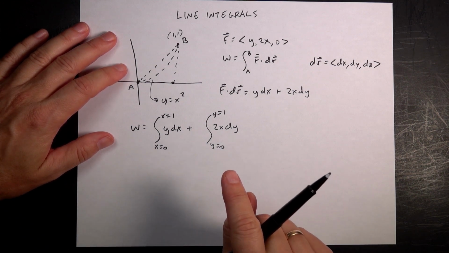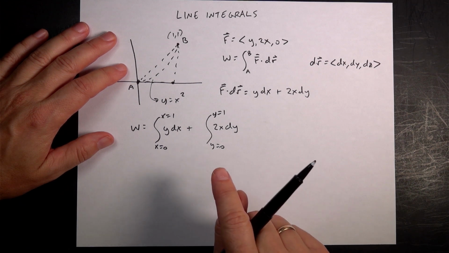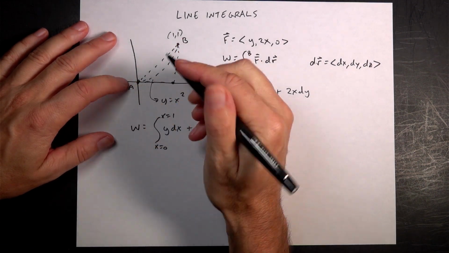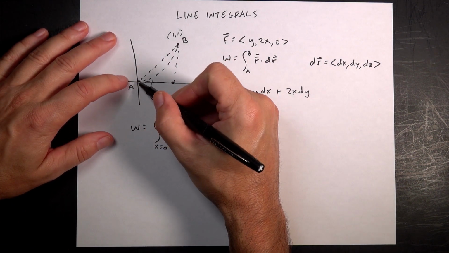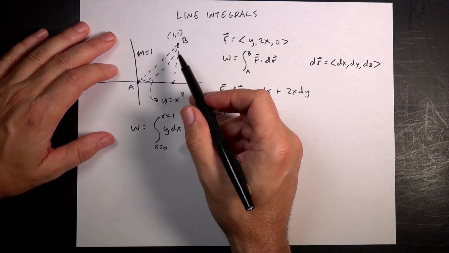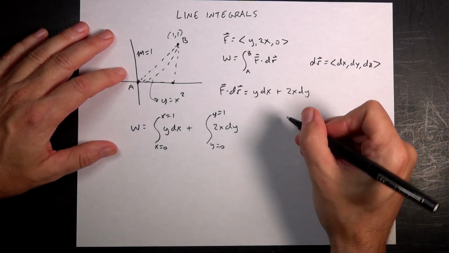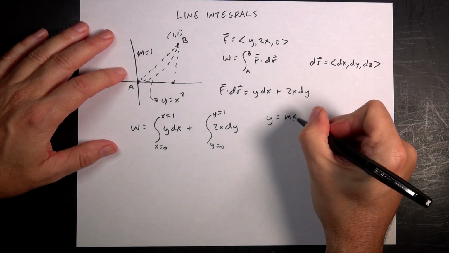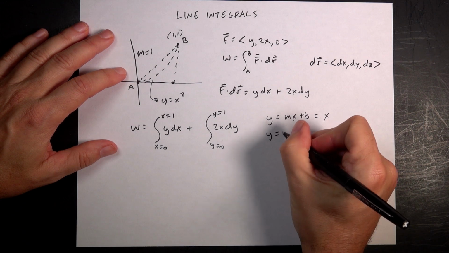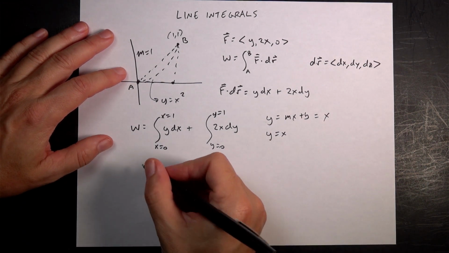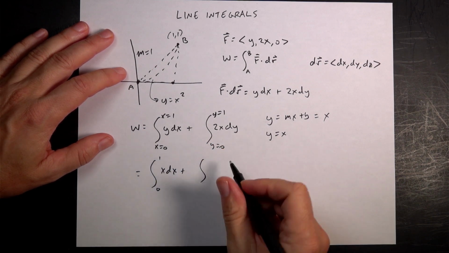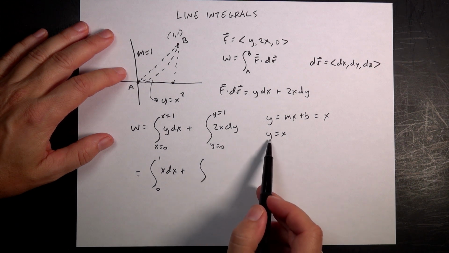I can get rid of the x and the y in these 2 equations by using the equation of this line. What's this path? Well, it has a slope of 1, because I go over 1 and up 1, and the intercept is 0. So I can say y equals mx plus b equals x, because m is 1 and b is 0. So if y is equal to x, right here, instead of y, I can put x. So I can say integral from 0 to 1 of x dx, plus. Now right here I have x, I can put in y, because x is equal to y.